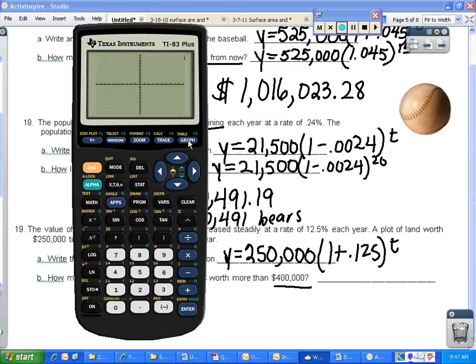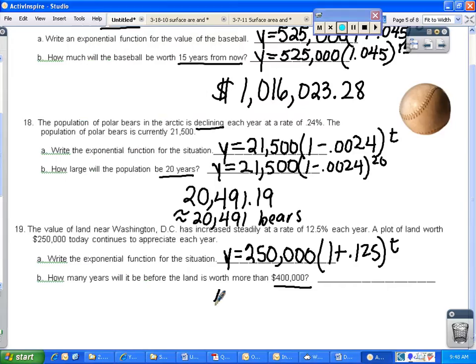If you look at the graph, then when is it going to be about $400,000? And you're not going to see the graph, so I should probably have gone right to the table. Sorry about that. If you go right over to the table, you will see that at year 4, it will be worth more than $400,000. So you want 4 years.